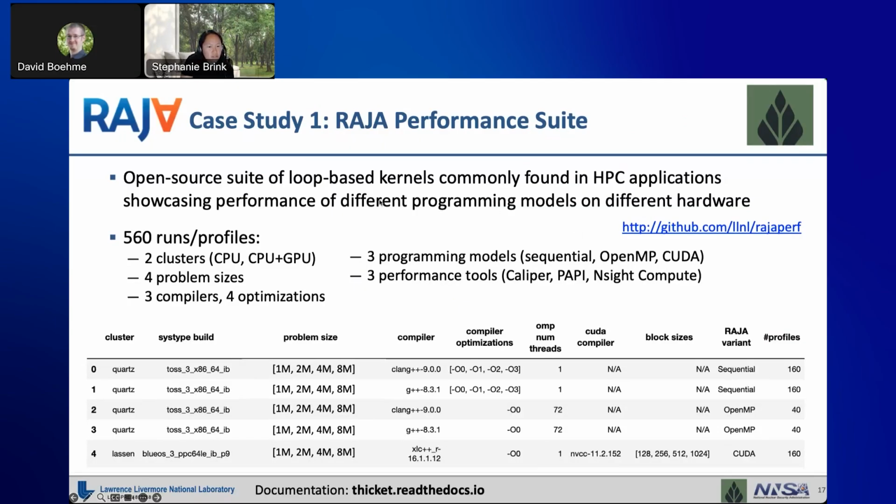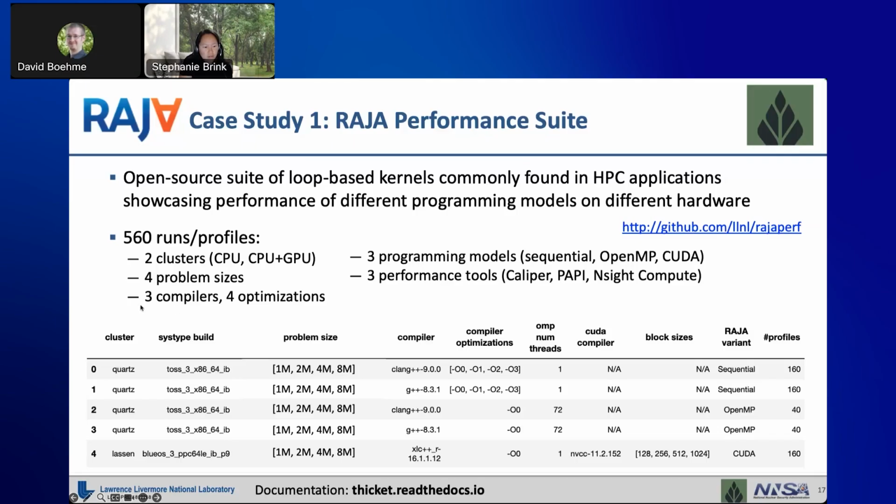So in our data set, we are looking at 560 runs or Caliper profiles. We looked across two different clusters. One is CPU only, and one was a CPU plus GPU system. We looked at four different problem sizes for the RAJA Performance Suite, three different compilers, four different levels of optimizations. We looked across three different programming models and three different performance tools to get to our 560 profiles.